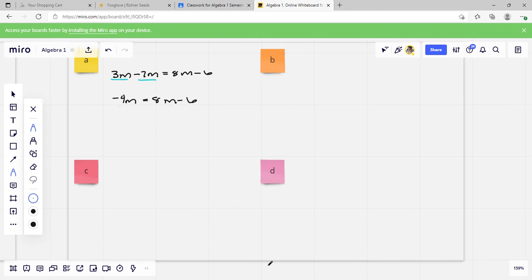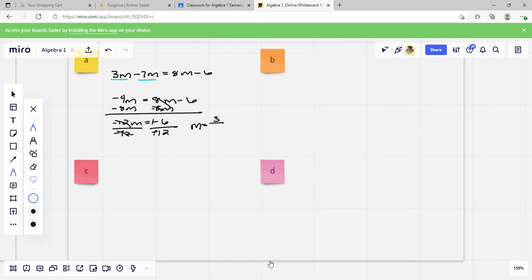Alright, now I have to get my m's together, so I'm going to do minus 8m. And I'm going to get 8 and 4 is 12. So negative 12m equals negative 6. Now I'm going to have to divide by negative 12. And these two, negative divided by negative, cancel each other out. So it becomes positive. So m equals 6 over 12.